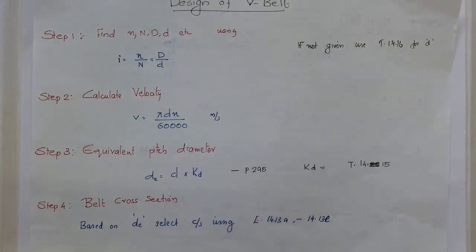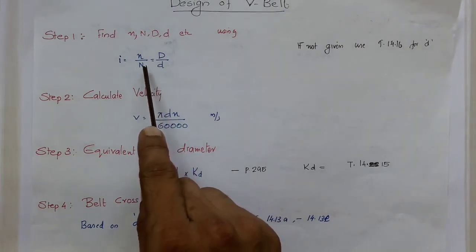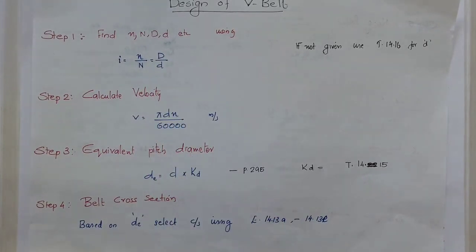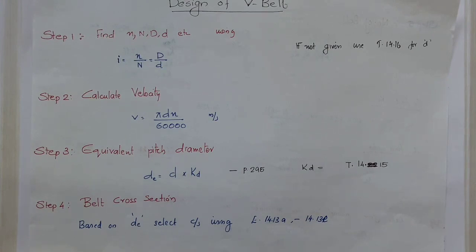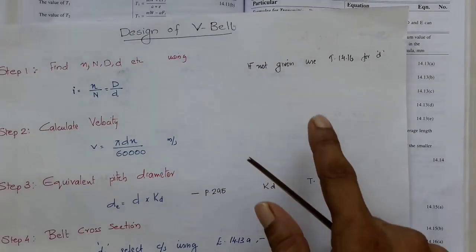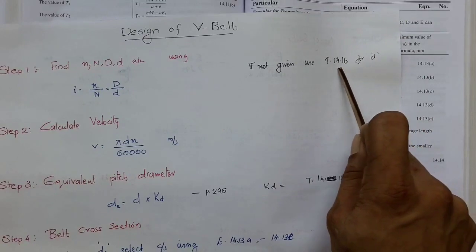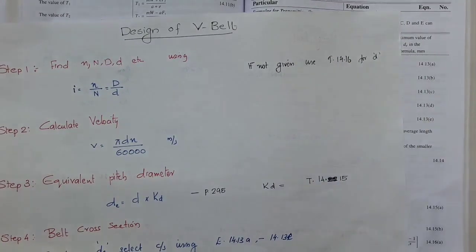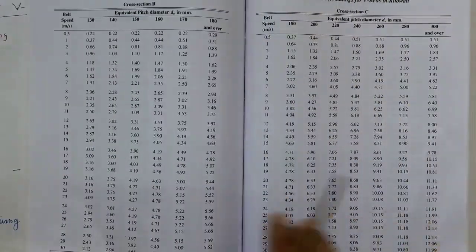See, the initial two steps are the same as those of the flat belt, because you are supposed to calculate all the values n, small n, capital D and small d using the velocity ratio equation. Step number 2 is the calculation of velocity. These two steps are self-explanatory, and if the question has not specified anything regarding the diameters, then you can use table 14.16 to get the minimum diameter required.